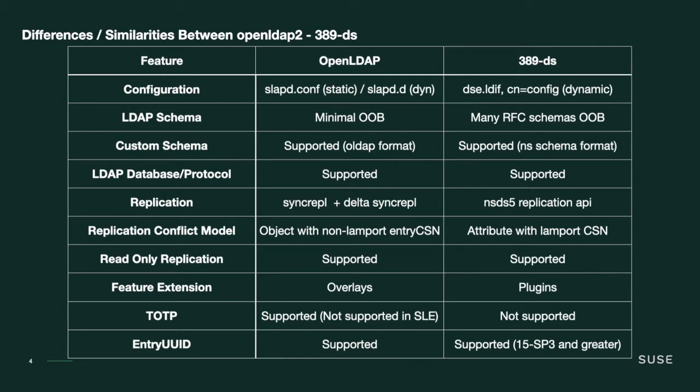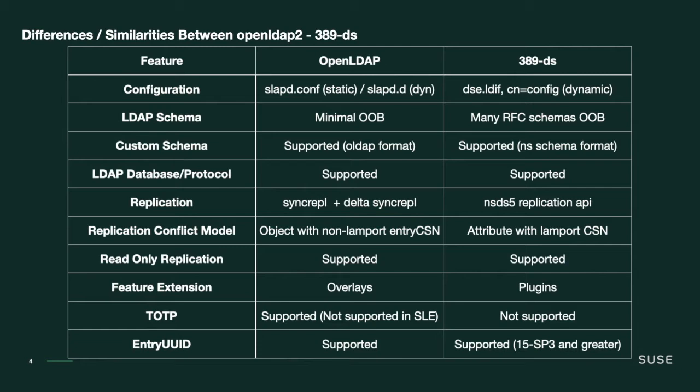OpenLDAP manages replication and its conflicts at a whole object level, which means if you change an attribute on object A on one server and you change a different attribute on the same object on a different server, only one of those changes will persist because the whole object will either win out over the other one based on the order of time.